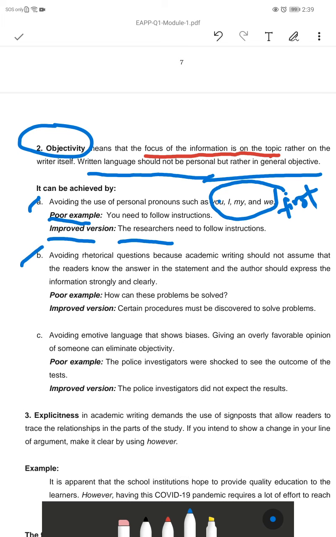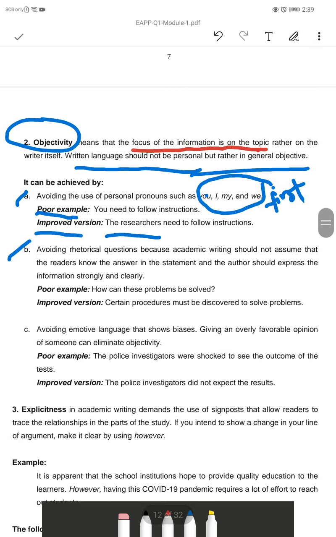Avoiding rhetorical questions, because academic writing should not assume that the readers know the answer in the statement, and the author should express the information strongly and clearly. So when we try to write academic texts to achieve objectivity, you should not leave rhetorical questions, meaning you should not leave questions hanging, because we are trying to inform readers in our academic writing, and we don't want them to answer the questions, because as the writers, we are the ones to supplement or to give the information needed.